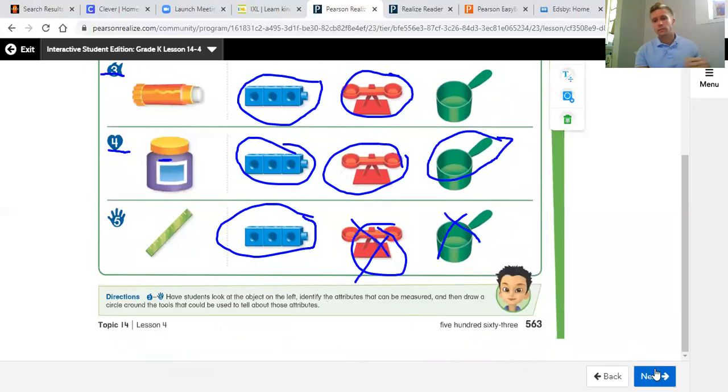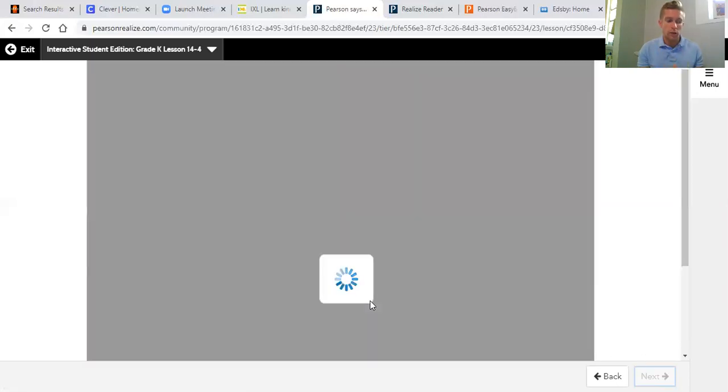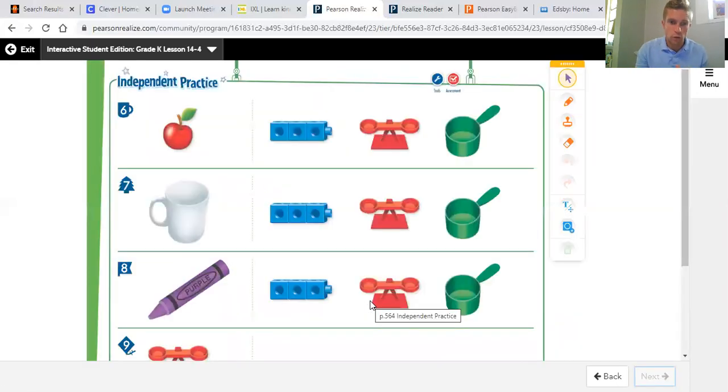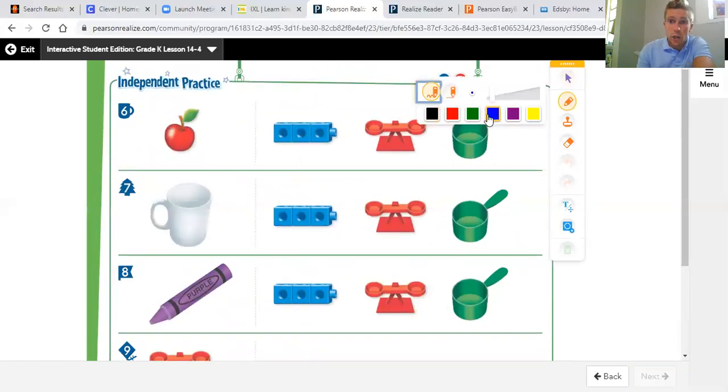So moving on to the next page, right? You're just circling the ones that you can use to help you measure it. So this cherry right here, can I measure the cherry's length with the cubes? What do you think? I think so.